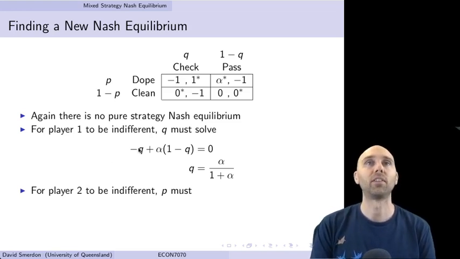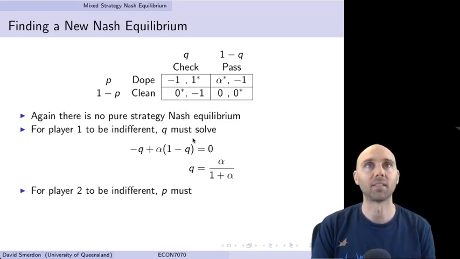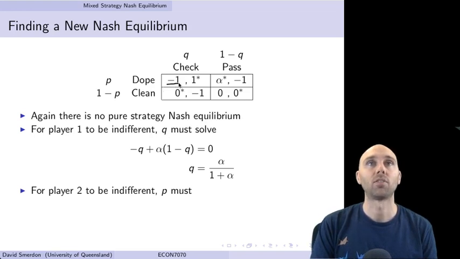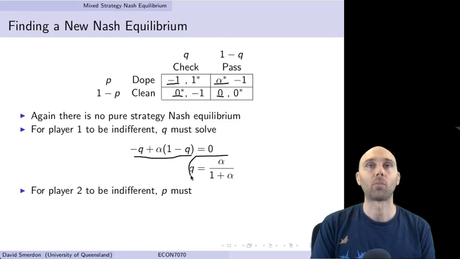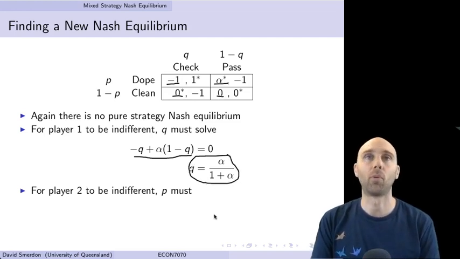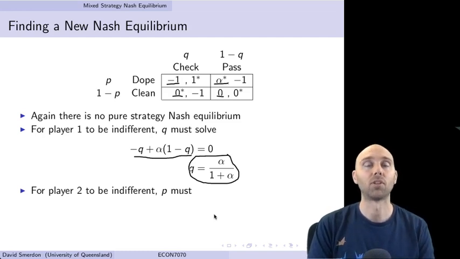For player 1 to be indifferent, the payoffs of player 1 need to be equated, given the mixing strategy of player 2. So Q must solve, it must be that -1 times Q plus alpha times 1 minus Q, that's this part here, is equal to the payoff of being clean, which is just equal to 0. So we get a new mixing strategy proportion for player 2 in terms of Q.